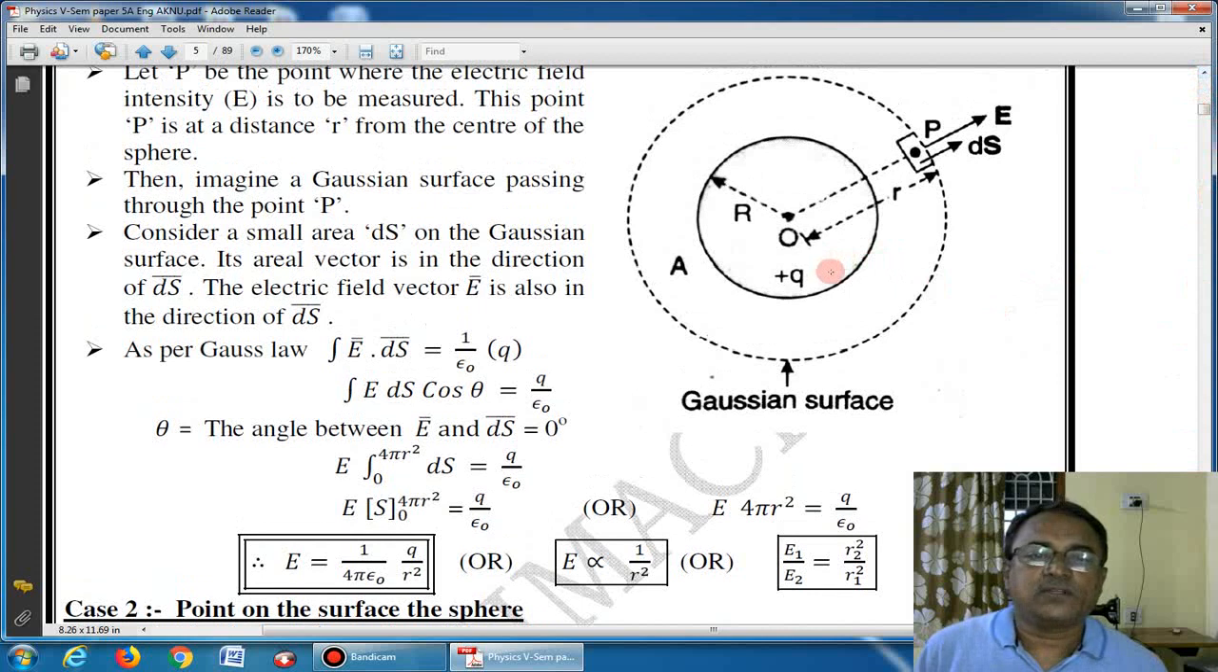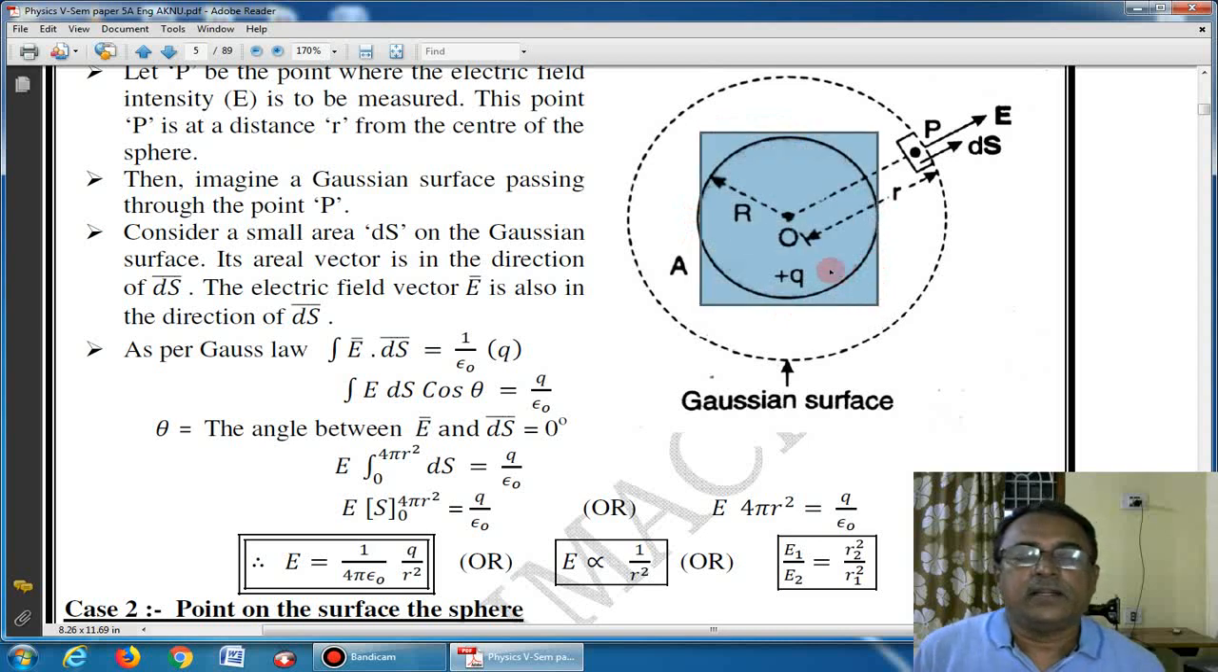Say first we will go through the introduction. Here this is the non-conducting sphere, this one. This sphere is a non-conducting sphere and it has a radius equal to r, this radius, and O is the center of the sphere. A charge plus q is given to the sphere.